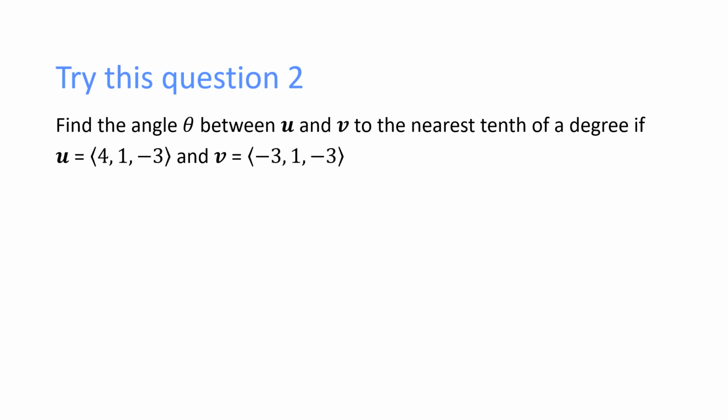Try this question number 2. You have to find the angle between U and V to the nearest tenth of a degree if U equals 4, 1, -3 and V equals -3, 1, -3. When you have worked out the angle theta, you can play this clip again.